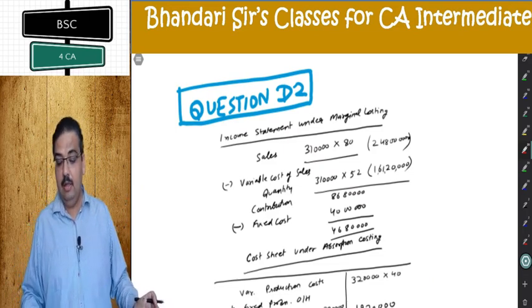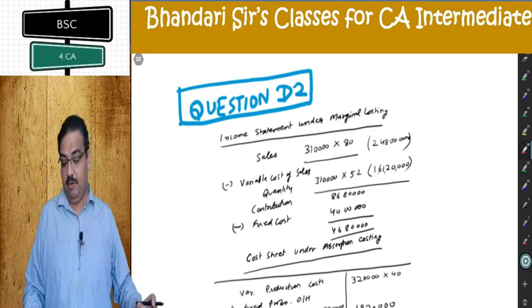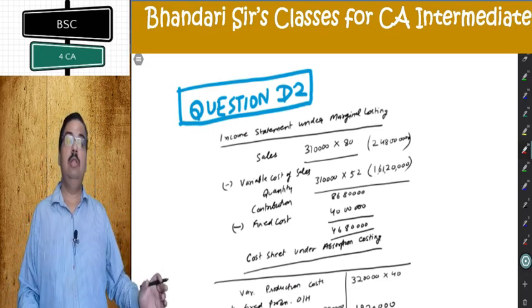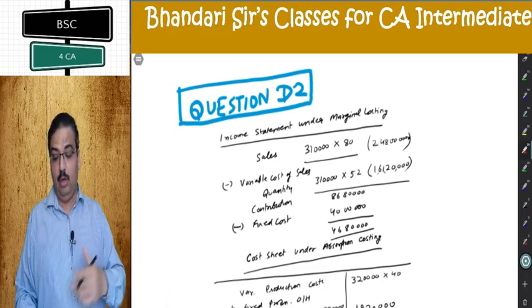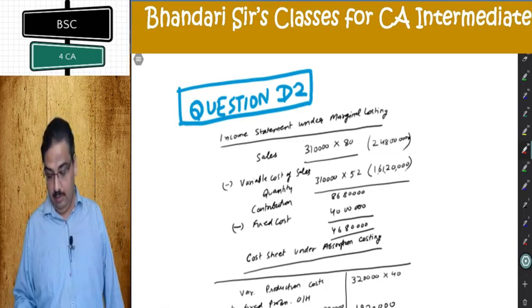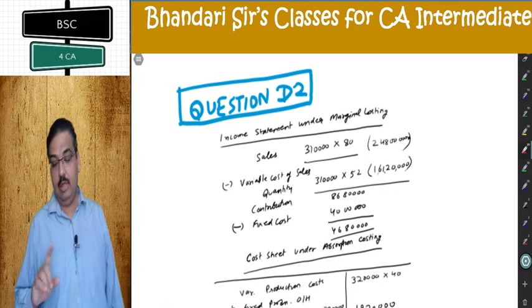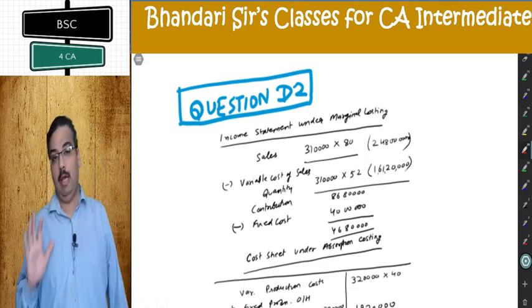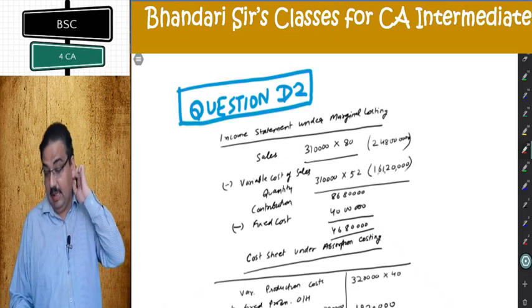During the year ended 31st March 2008, company worked at 80% of capacity. 80% means 3,20,000 units are being produced. Sold are less, it is given later on, so there will be some stock also involved there. Production is 3,20,000 units, which is 80% of the capacity of 4 lakh units. Sold at the rate of 80 per unit is 3,10,000 units.